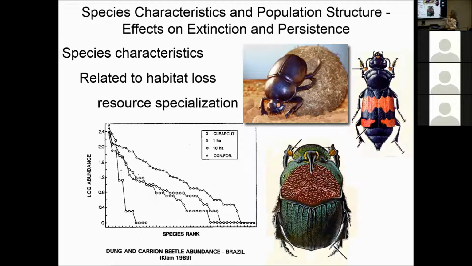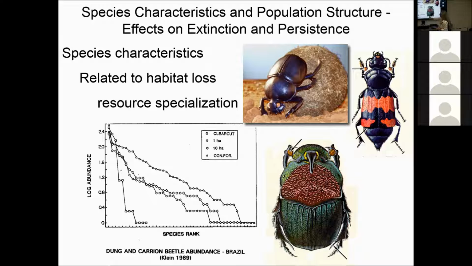And so when we think about other characteristics that are related to habitat loss, I mentioned before the top predators, which often exist at low population sizes, like the harpy eagle, like the jaguar, but there's also these specialists that in smaller fragments are much less likely to have the resources that they depend on to be able to maintain population sizes. So specialists are like these dung beetles and carrion beetles.